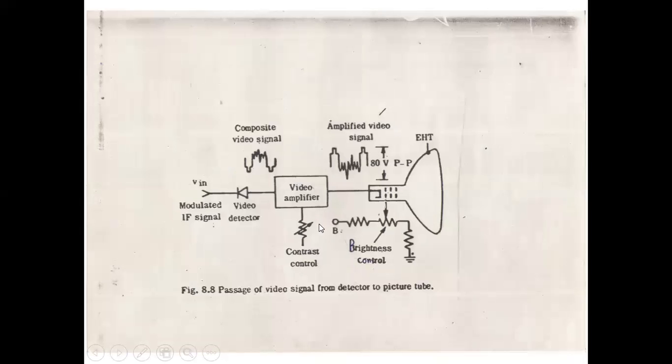So the video amplifier circuitry is shown over here. See, the output of the detector is given to the video amplifier. In the video amplifier, you have a contrast control, and the brightness control is nothing but a control grid. The brightness of the picture tube is controlled with the help of the brightness control, whereas the gain of the video amplifier is controlled with the help of the contrast control. These are two basic questions normally asked in your oral exam. This video signal is given to the cathode of the picture tube, which converts it into picture information.